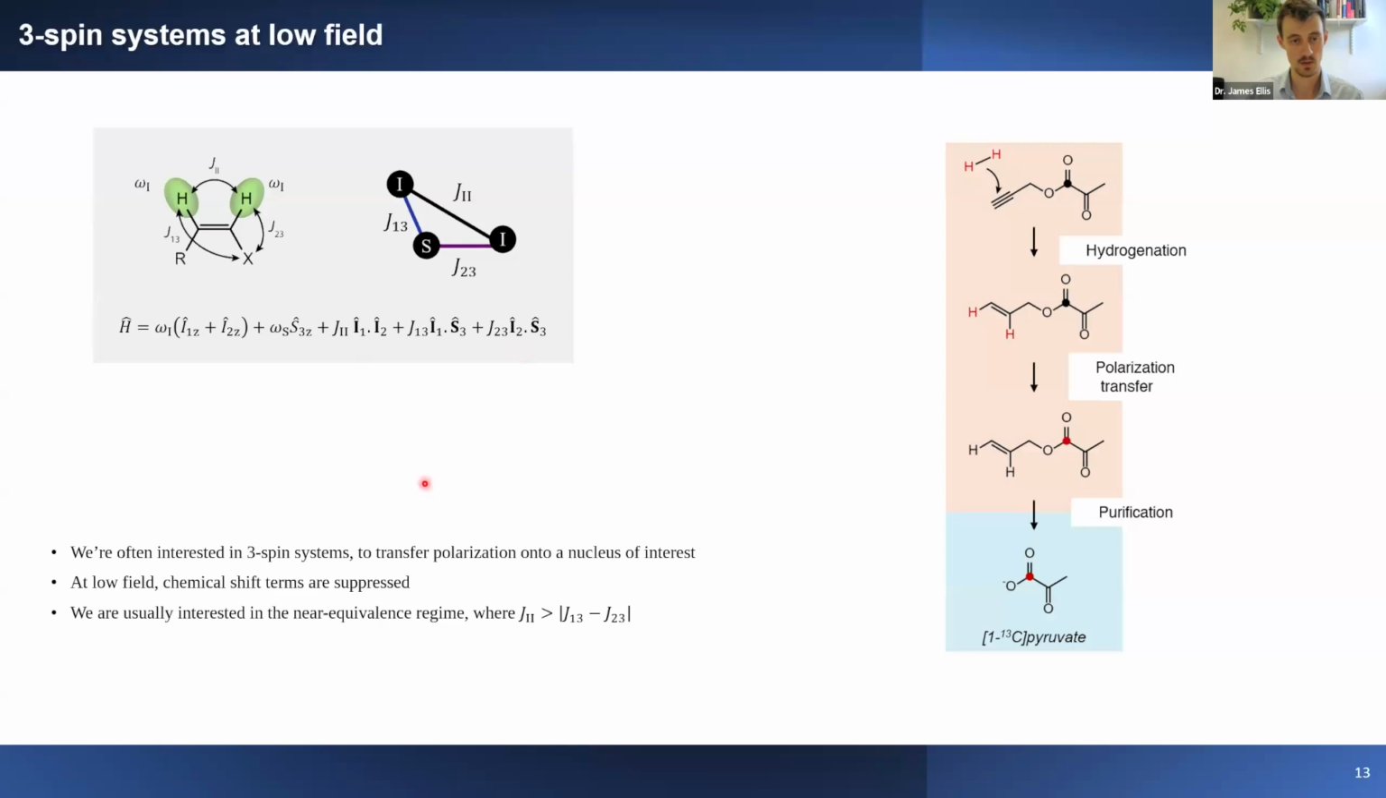Okay. And I've added one more point here. We're often interested in the near equivalence regime, and that means that the 2 protons are near to magnetic equivalence, and that occurs when the J coupling between these is much larger than the J couplings to the 3rd nucleus.